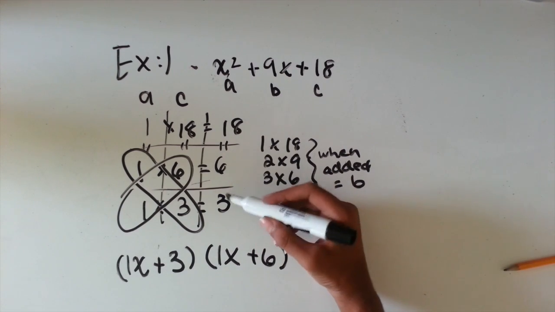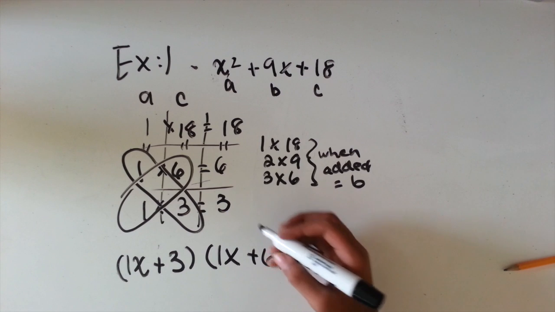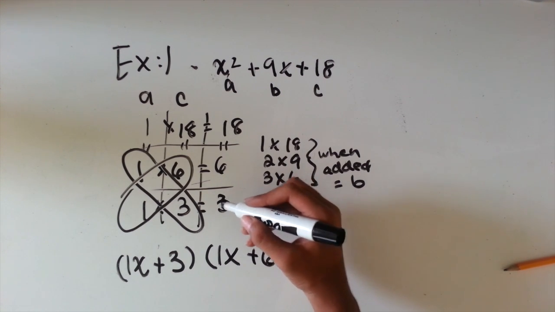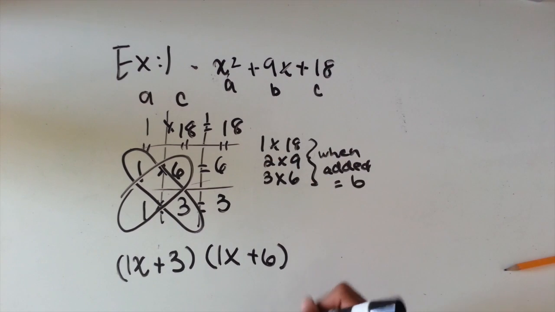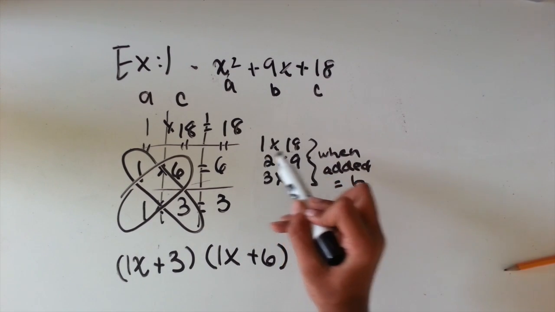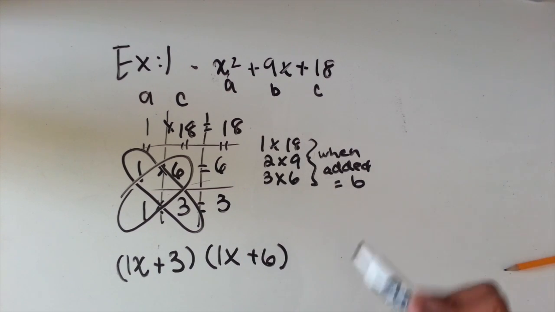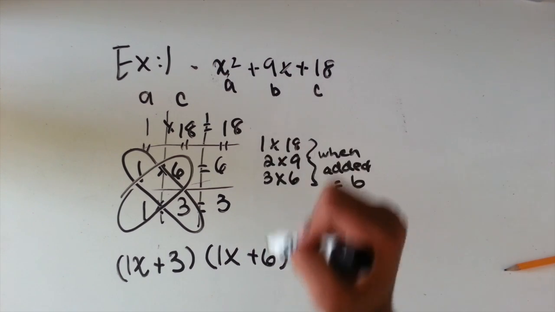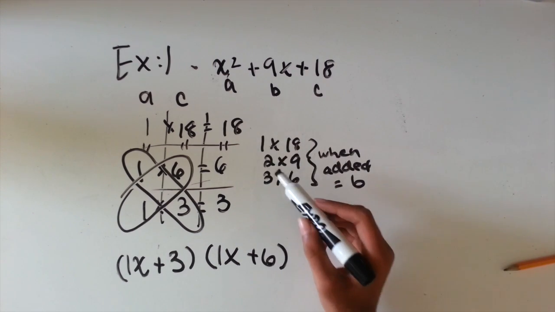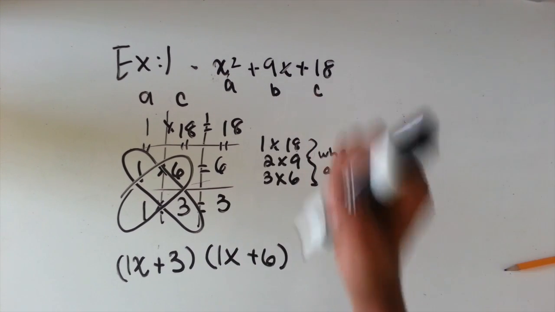Now, when multiplying from bottom to top, in this certain column, you must multiply two numbers which equal 18. 1 times 18 is equivalent to 18, 2 times 9 is equivalent to 18, 3 times 6 is equivalent to 18. Now the tricky part of determining which one of these is the correct one is that when adding the two numbers, it must equal 9.